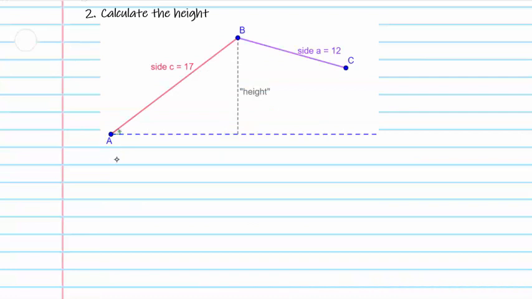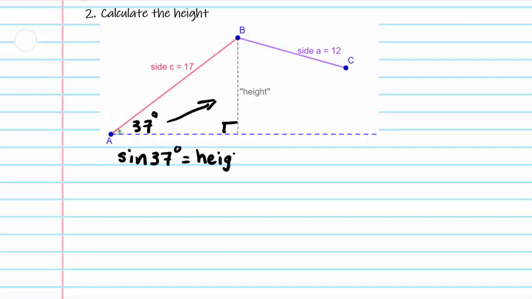Secondly, let's go ahead and calculate the height. This will help us determine how many triangles end up being possible. Angle A, which is 37 degrees, is made up of two rays, one of which is side C and one of which is an unknown length. The height is the distance point B is away from the unknown ray.